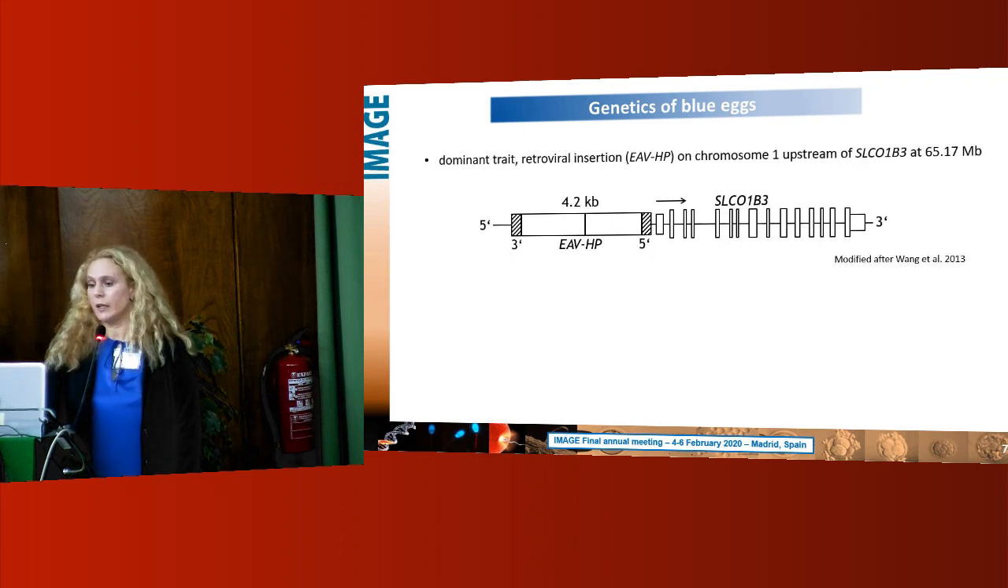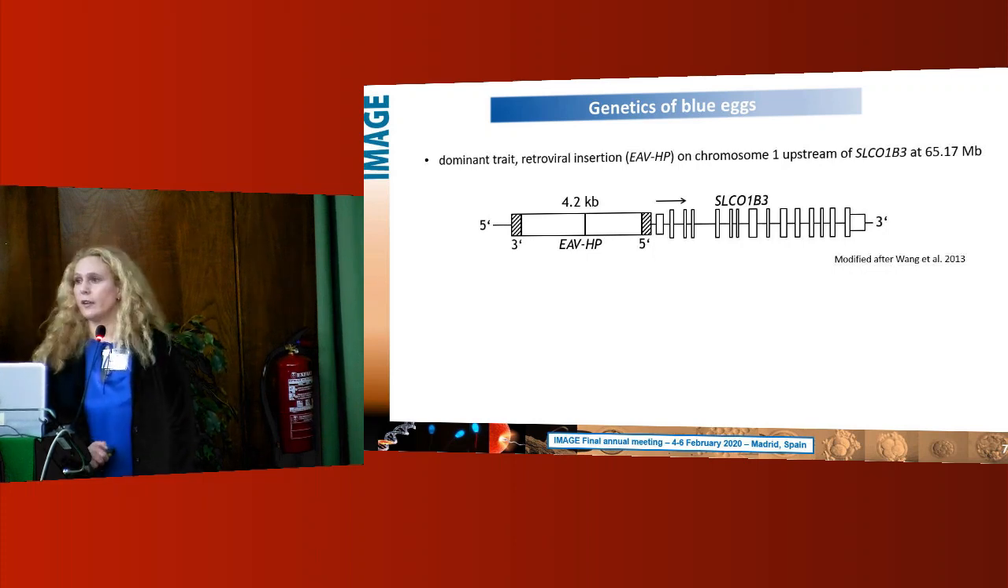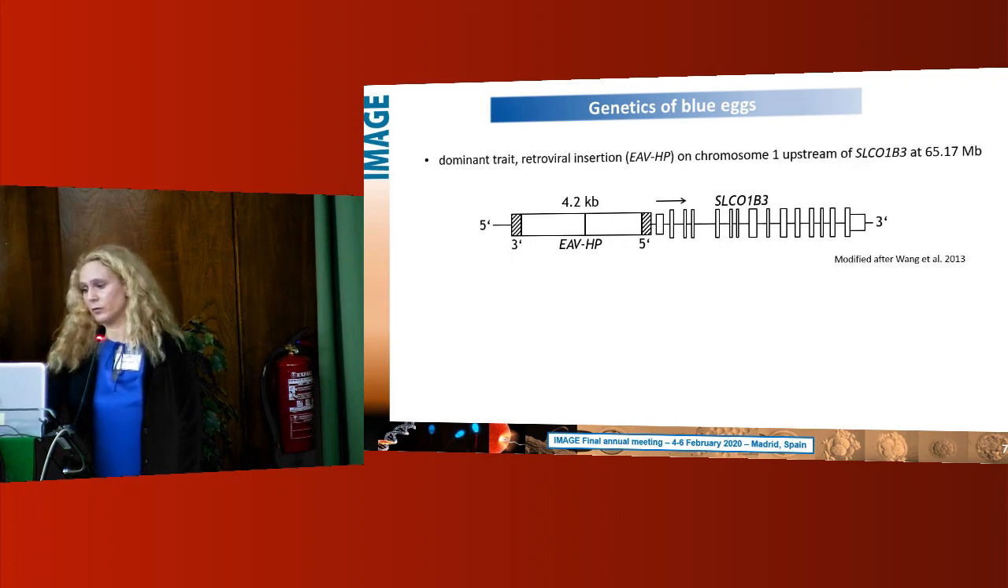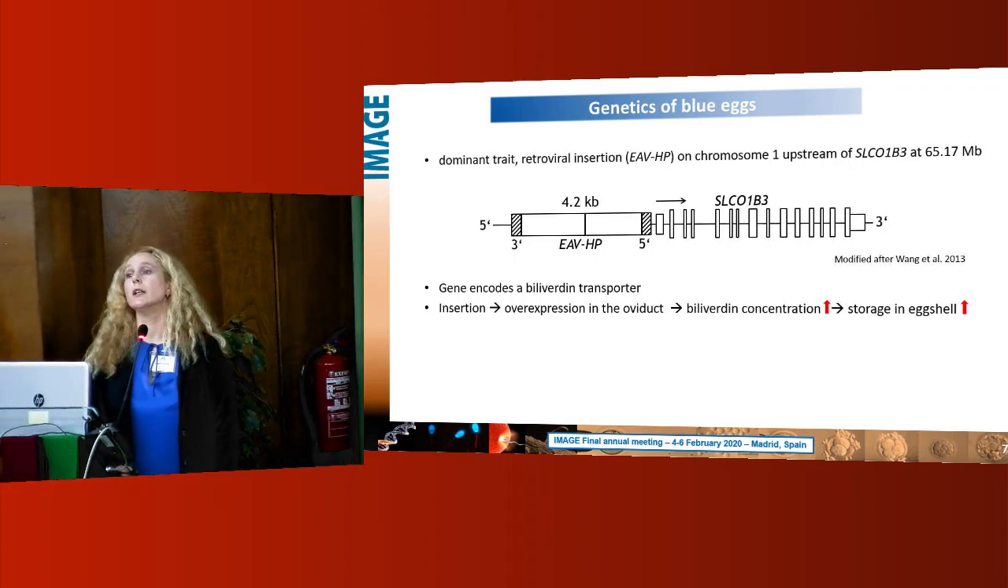The blue eggshell color is inherited in a dominant way, and the causal mutation is a large retroviral insertion of 4.2 kilobases in size, near the gene SLCO1B3 at 65.17 megabases on chromosome 1. The gene SLCO1B3 encodes a biliverdin transporter. This insertion leads to an overexpression of SLCO1B3 in the oviduct. The biliverdin concentration in the oviduct increases and is stored in the eggshell.